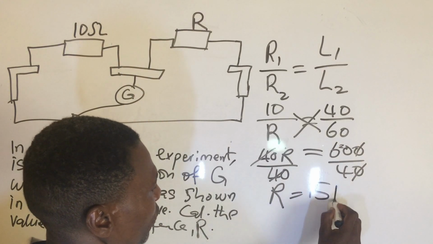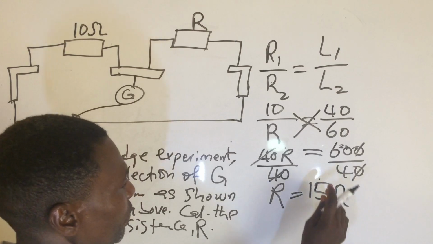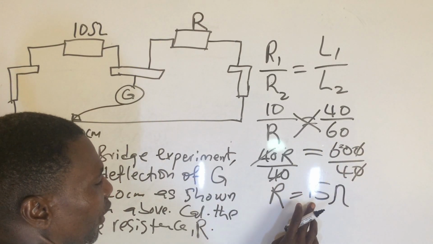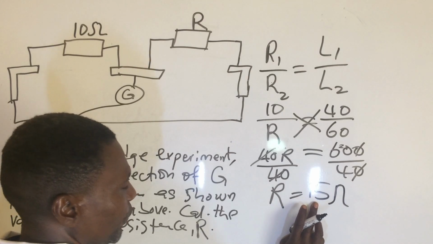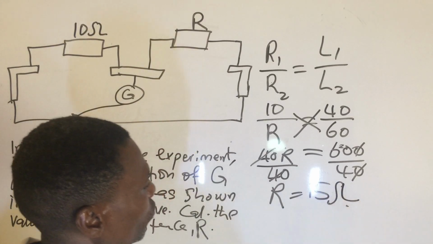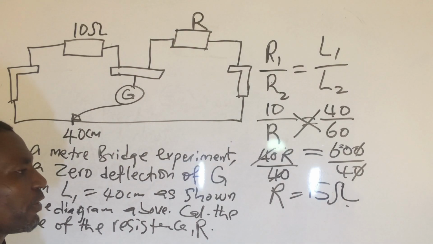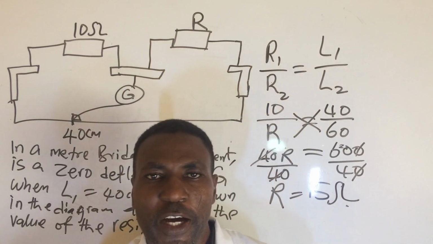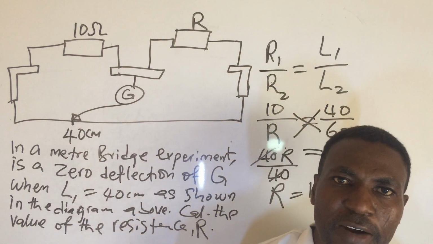So when 600 is divided by 40, the answer is 15 ohms. The answer will be 15 ohms. So that is the value they asked us to calculate. Can you see that the calculation is very simple? You just need to know the formula, then apply it, and you get that.